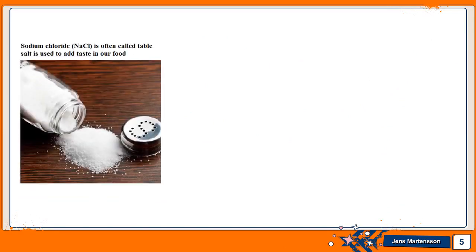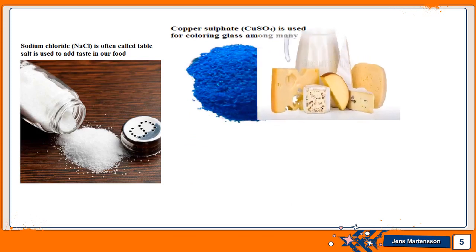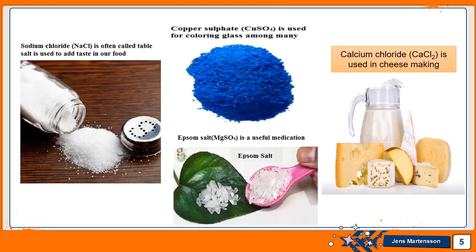Over here you are given different examples of salts. Sodium chloride is also called table salt and it's used to add taste in our food. The salt in blue color is copper sulfate and its use is coloring glass. Calcium chloride is used in cheese making. Magnesium sulfate, which is commonly called Epsom salt, has many medical benefits. Over here just a few salts are mentioned. There are many salts that have diverse uses in our daily life.